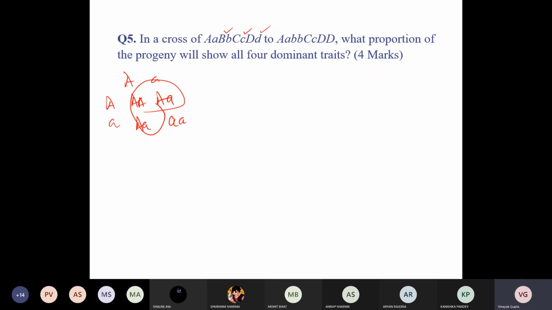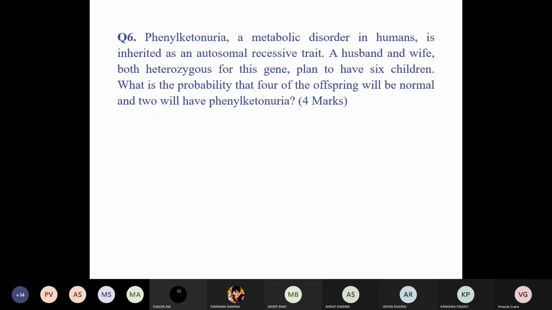So let's go to the sixth question. Here it is a recessive trait, basically. A metabolic disorder that is inherited as an autosomal recessive trait, a husband and wife, both heterozygous for this gene. Let's say we can write simply that they are heterozygous. That means this is the situation. If I represent the allele by A, the possible outcome here will be like this.